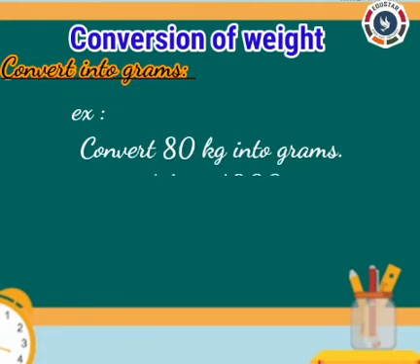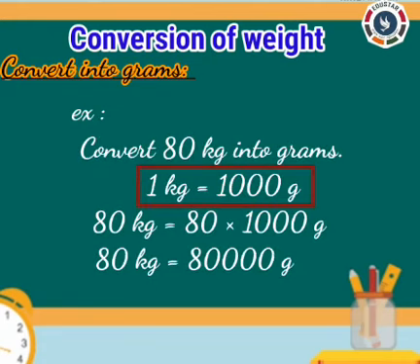Convert 80 kilogram into grams. We know 1 kilogram is equal to 1000 gram. Then 80 kilogram is equal to 80 into 1000 gram. Therefore, 80 kilogram is equal to 80,000 grams. Did you notice one thing? To convert kilogram to gram, put 3 zeros on the right side.